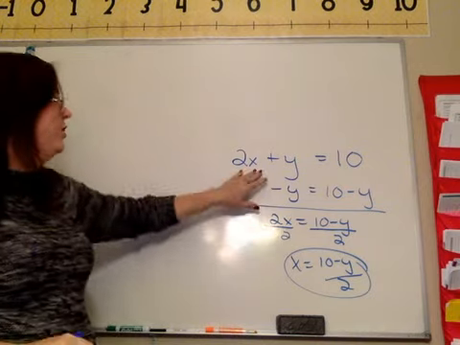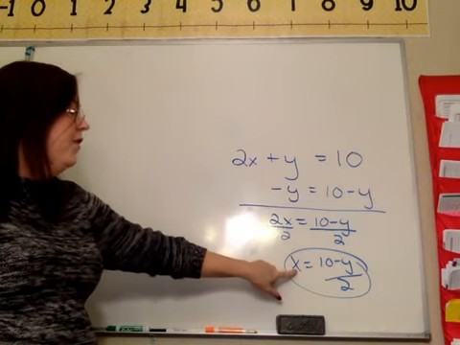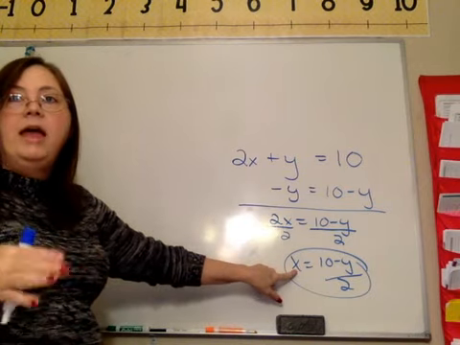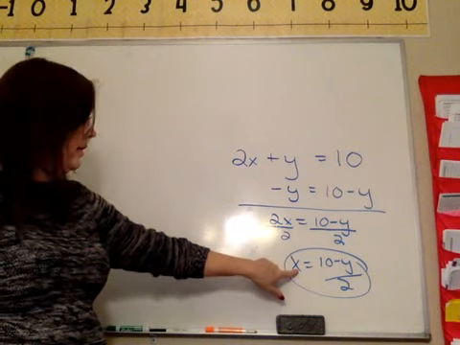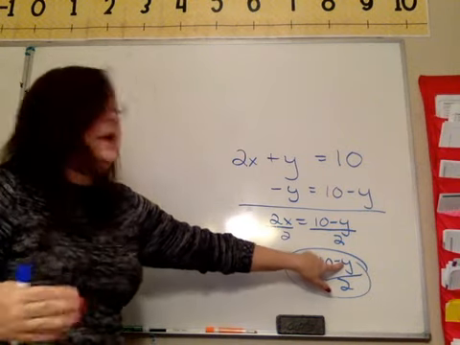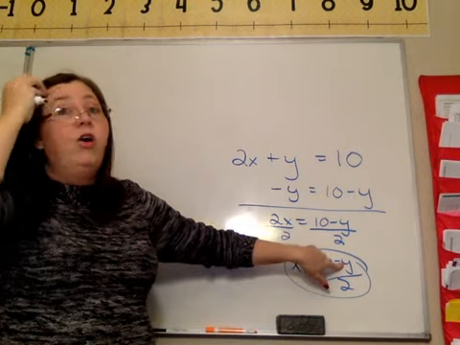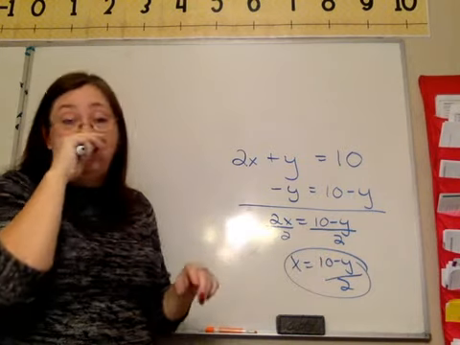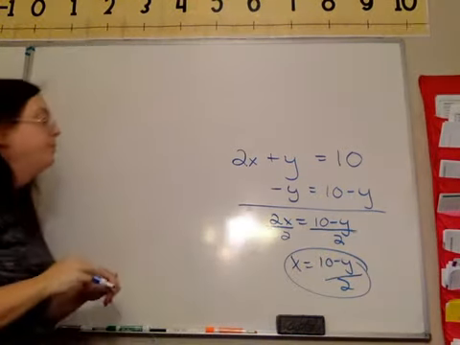What they're asking you to do here is solve for one variable in terms of the other. I asked you to solve for x. So solve for x means we have an answer for x. X in terms of y means we don't know what y is. So all we can do is come up with another expression that we can fill in for y. Okay?